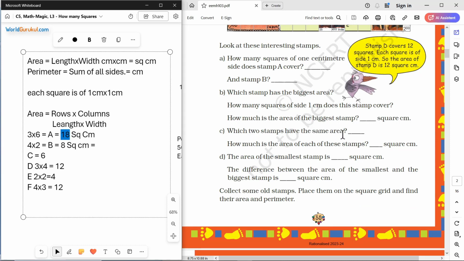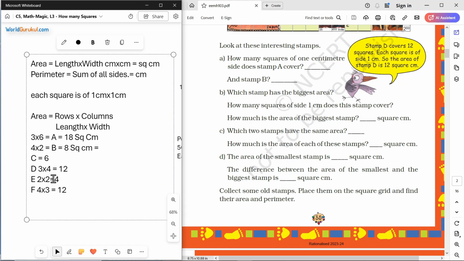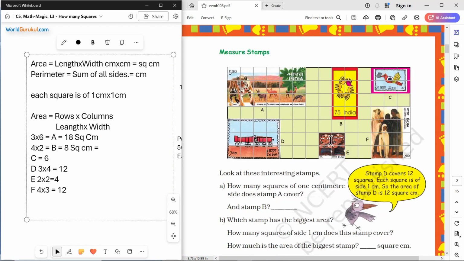Next question. Which two stamps have the same area? Look at these answers. D has 12 and F has 12. So these two have the same area, 12 square centimeters. And the next question, how much is the area of each of these stamps? It's 12 square centimeters. Next question, area of the smallest stamp is how much, and which one is that? E. E is the smallest stamp, and its area is 4 square centimeters.